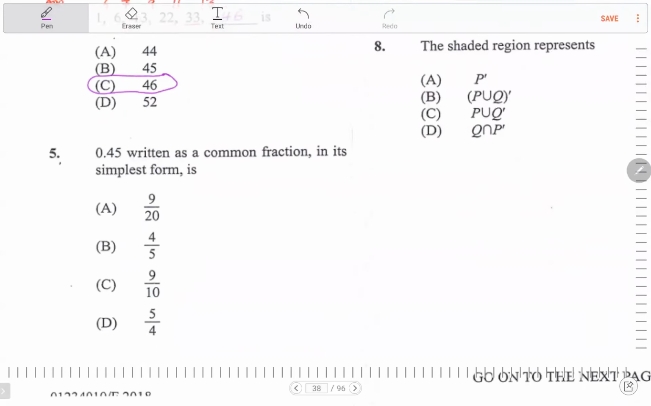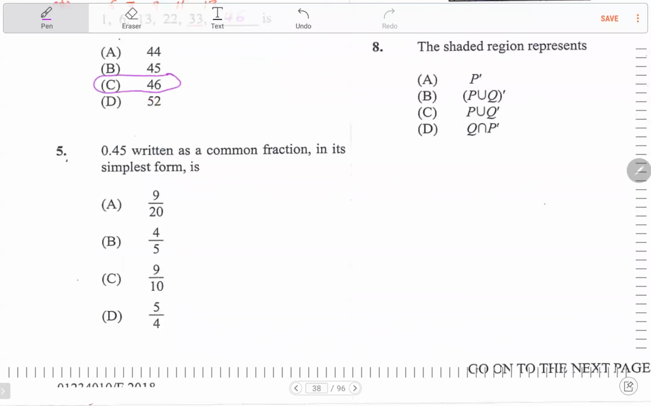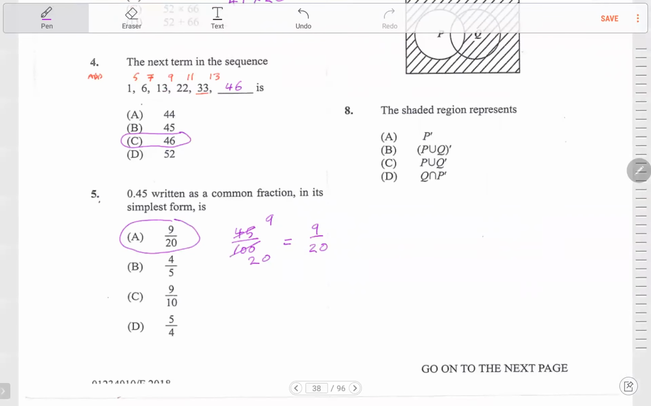Next one, 0.45 written as a common fraction, simple. You put the 0.45 as 45 over 100. And then you divide it down, right? So you divide numerator and denominator by 5. 5 into this is 9, 5 into that is 20. 9 and 20 have no common factor, and so it is 9 over 20. So the answer here is A. All right, this question is pretty straightforward so far.